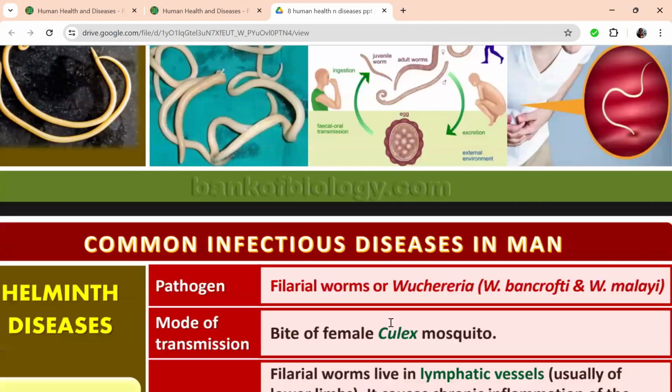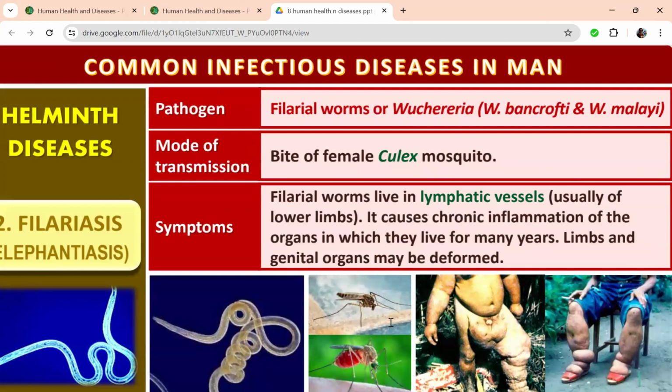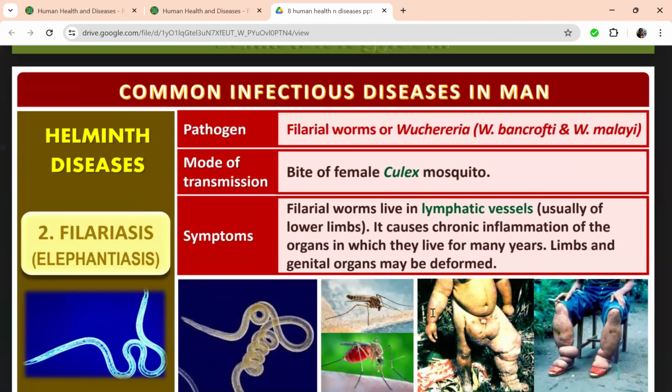Okay. Next, the helminth disease is filariasis. Filariasis is caused by the filarial worm, Wuchereria bancrofti or Wuchereria malayi. So Wuchereria malayi or Wuchereria bancrofti is going to cause it. The mode of transmission is the bite of the female Culex mosquito.